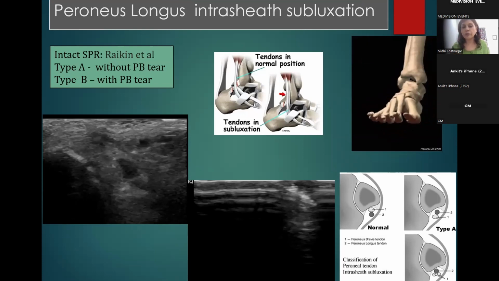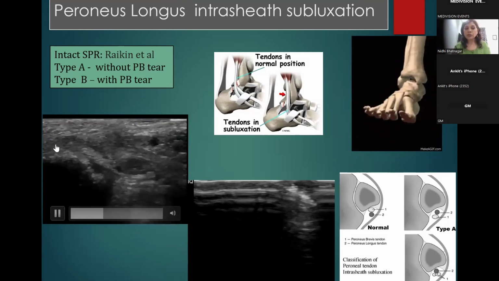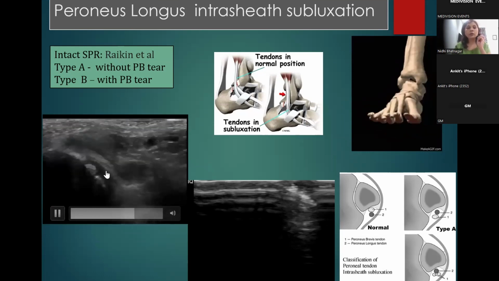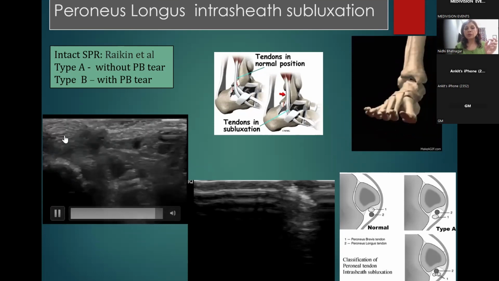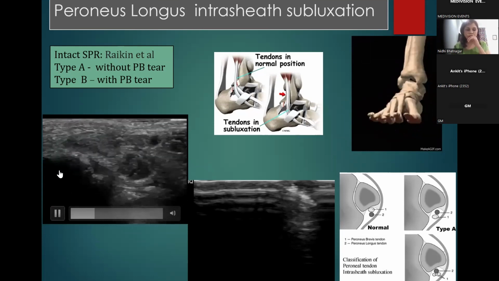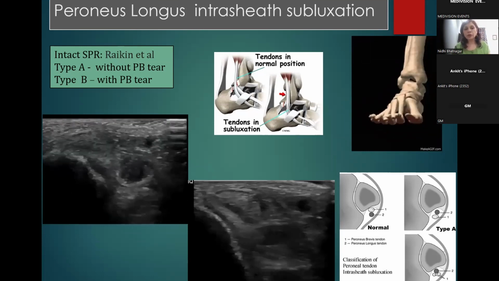So here are some of the video clips. I would really like you to keep your eye on the fibrocartilaginous disc here, or the ridge here. And this is how the click or the jump of peroneus longus in between peroneus brevis. So what you can see here is, of course, a thickened SPR, but intact. So this is a type A kind of peroneus longus subluxation.